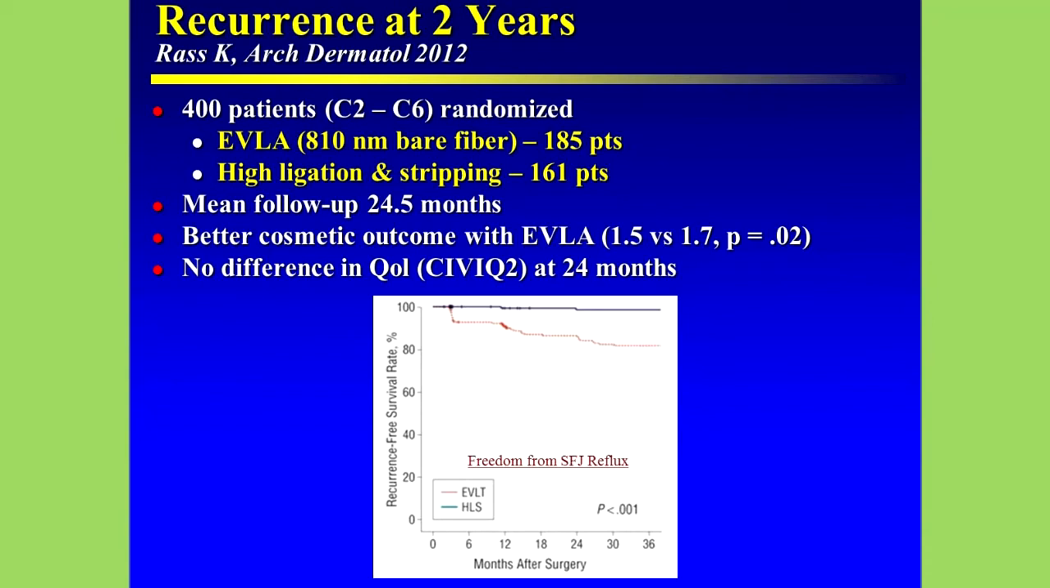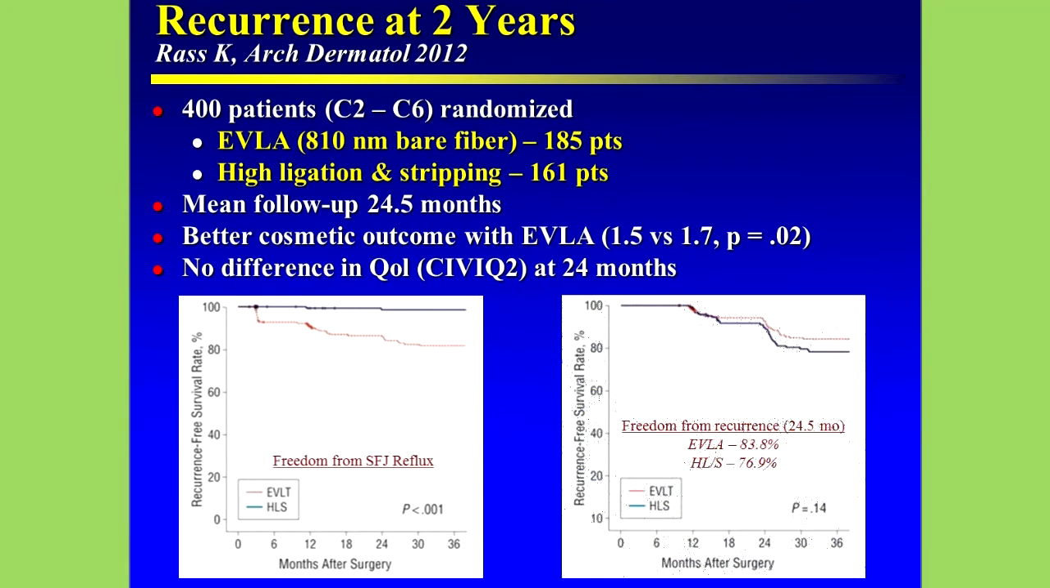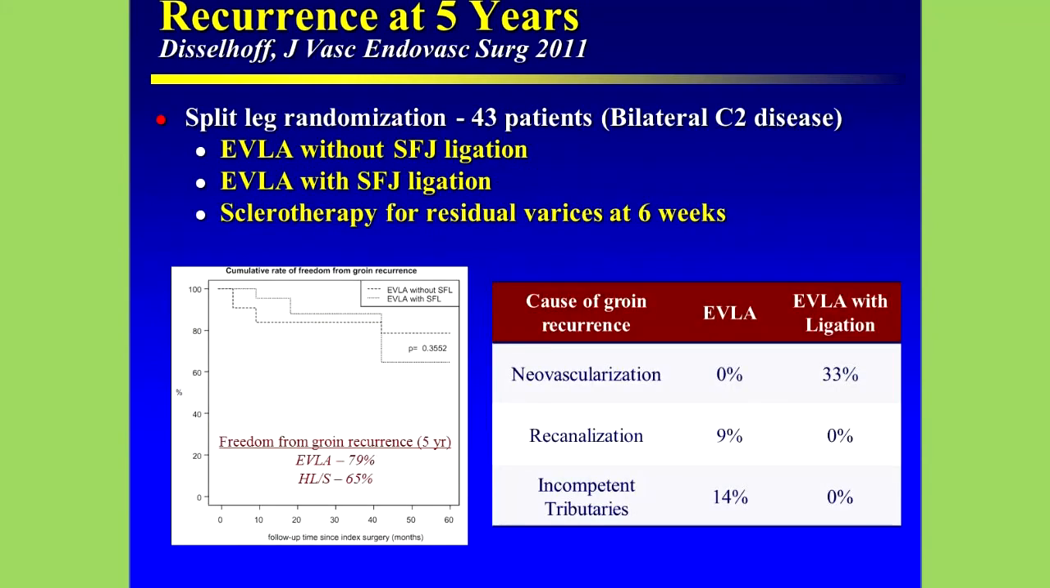If we look at freedom from saphenofemoral junction reflux in these two groups of patients, endovenous ablation was associated with more reflux at 2.5 years than was high ligation and stripping. But there was no difference in the freedom from clinical recurrence, that is the development of recurrent varicose veins, between endovenous ablation and high ligation and stripping at about 2 years. So take home from this is fairly equivalent, even though there was more groin reflux in those that underwent endovenous laser ablation. There was really no difference in clinical recurrence and development of recurrent varicose veins out to 2 years.